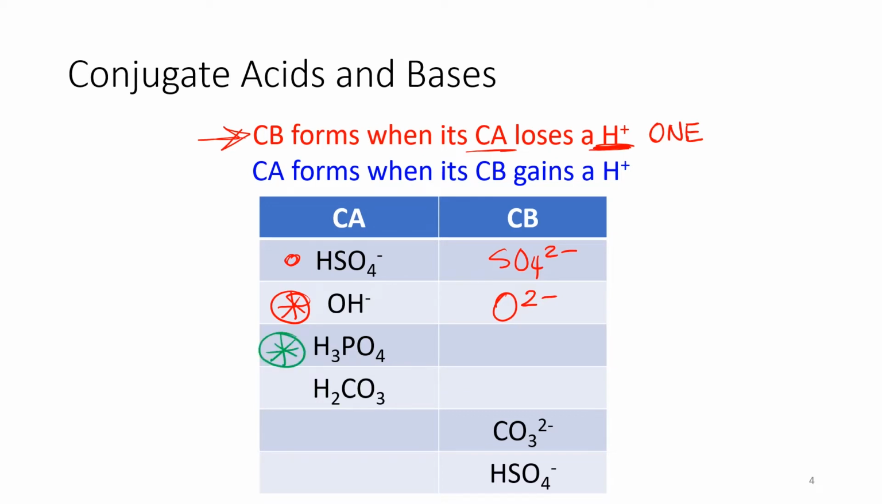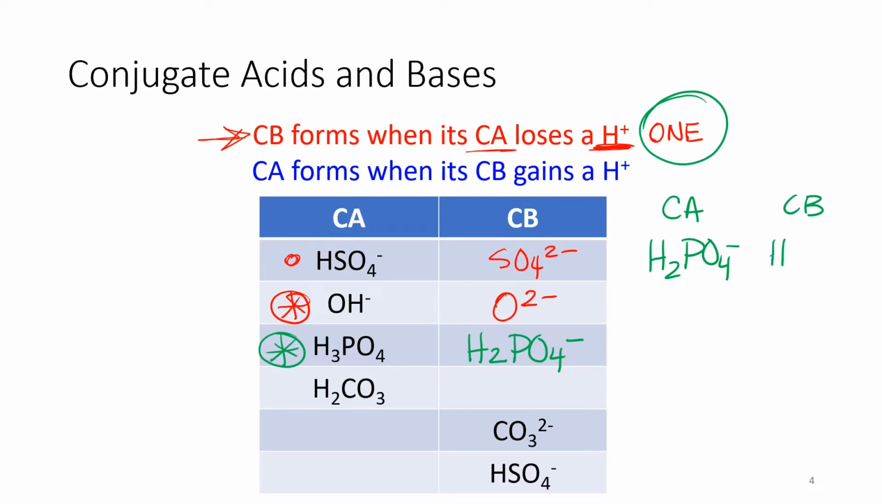The next one is H3PO4. Remember, we lose one proton, so it's H2PO4 minus. We've lost one proton. So the acid is H3PO4. Its conjugate base is H2PO4 minus. What's interesting is we can actually come over here and say the conjugate acid is H2PO4 minus. Its conjugate base is HPO4 2 minus. And we can do it one more time, right? So keep that in mind, especially with these polyprotic acids.